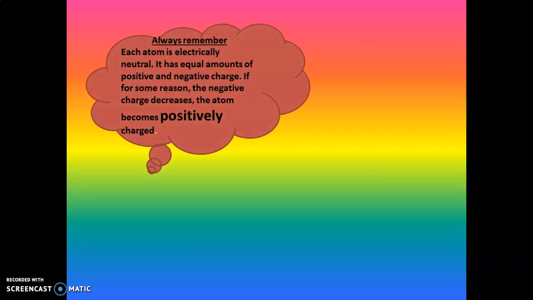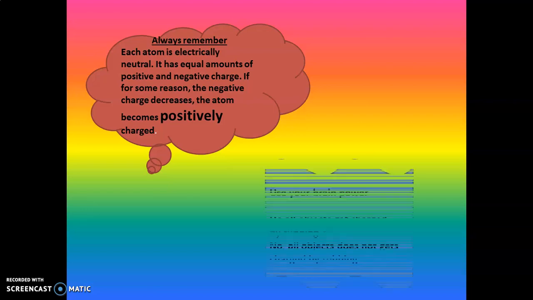Okay, so now what we can always remember from this is each atom is electrically neutral. It has equal amount of positive and negative charges. If for some reason the negative charge is decreased, the atom becomes positively charged. So it has an equal number of positive and negative charges, but if due to some reason these charges are not balanced, then the atom becomes charged.